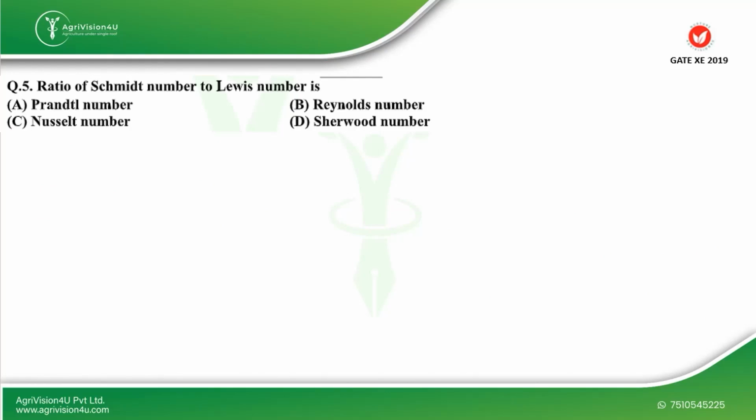Question number 5. The ratio of Schmidt number to Lewis number is. Options are Prandtl number, Reynolds number, Nusselt number, or Sherwood number. These dimensionless numbers we have discussed many times in our classes. So over here my correct option will be A, that is Prandtl number. First, what is Schmidt number? Schmidt number represents the ratio of momentum diffusivity to mass diffusivity.